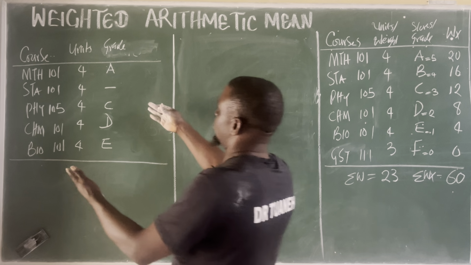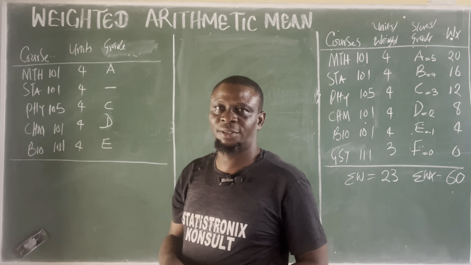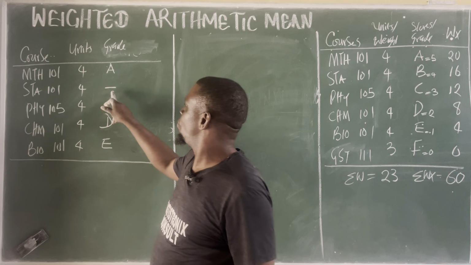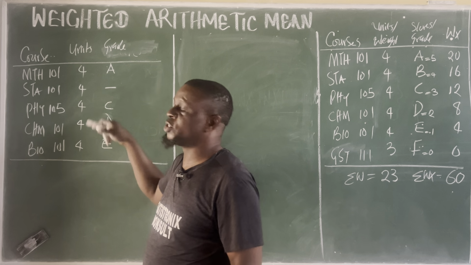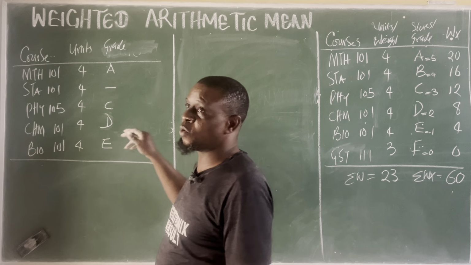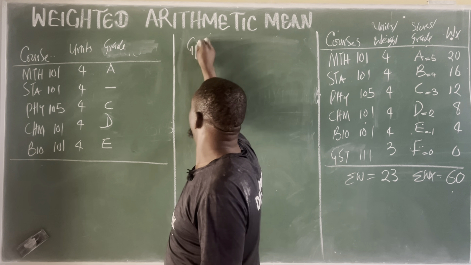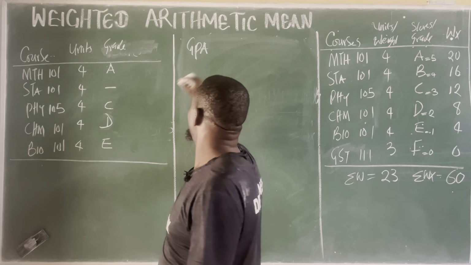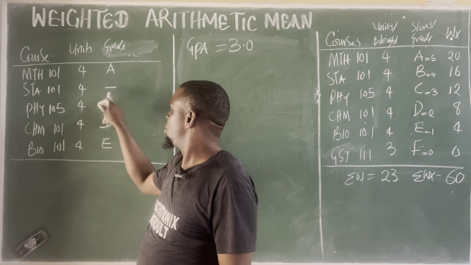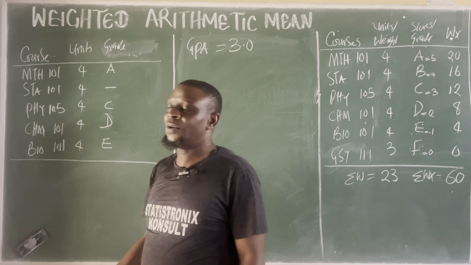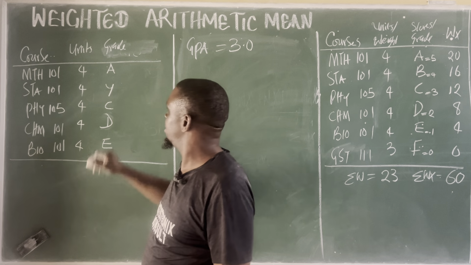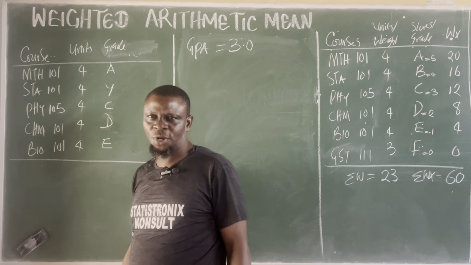Now, this is a score of the students in the semester, and the result in STA 101 is not known. We call it a missing value. However, we are informed that the GPA, which is like the weighted arithmetic mean, is equal to 3.0. Now, what is the score in STA 101? Let's call the score that we don't know Y. The missing value we are looking for is Y.